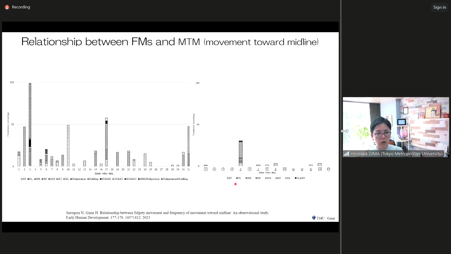These cases often later developed cerebral palsy, suggesting that in addition to evaluating the quality of fidgety movement, it is also important to evaluate the frequency of MTM in developmental assessment.